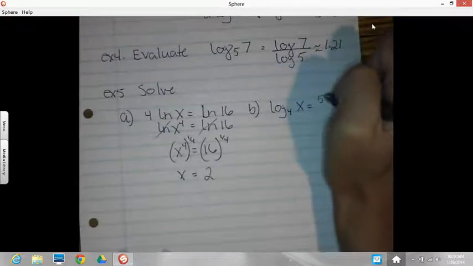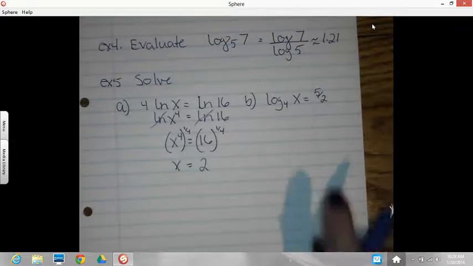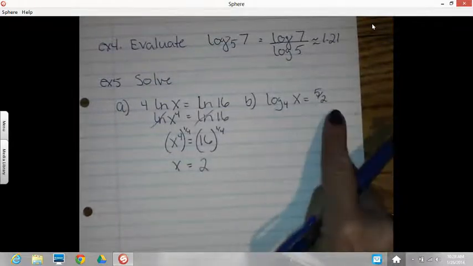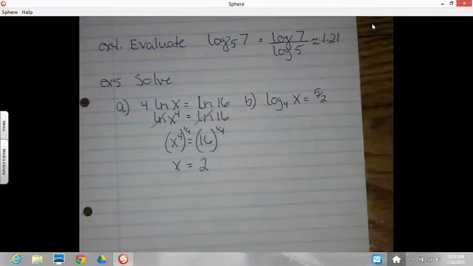Okay, at this point, I'm just going to rewrite this one, because I don't have two logs going on. I'm going to rewrite this using the very first property that I gave you. I'm going to rewrite it as an exponent problem. Right here, I'm going to use this one.